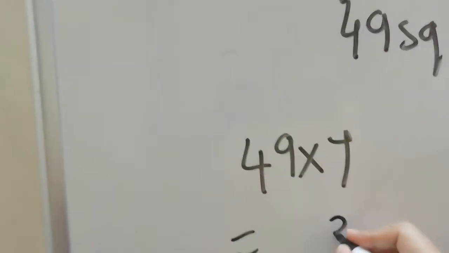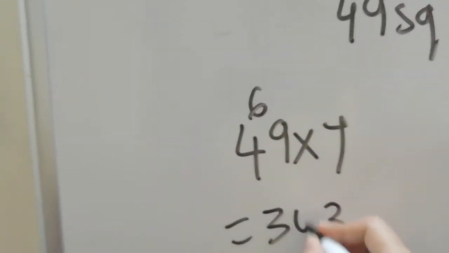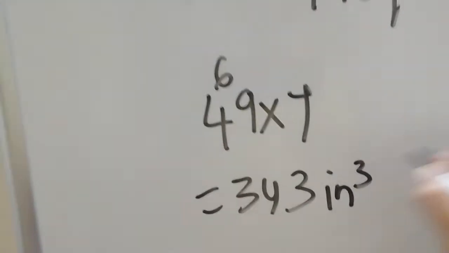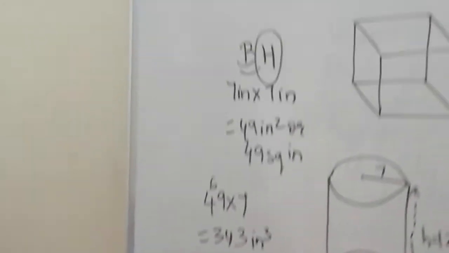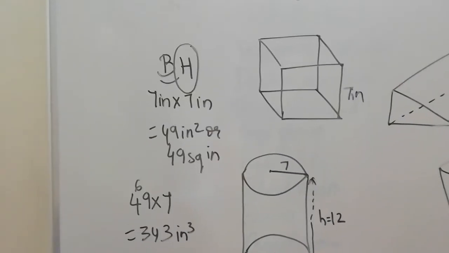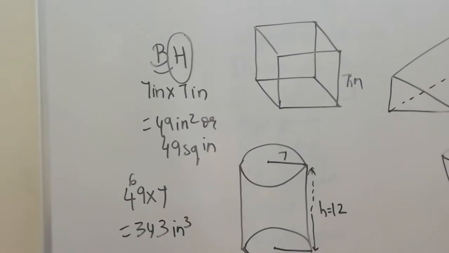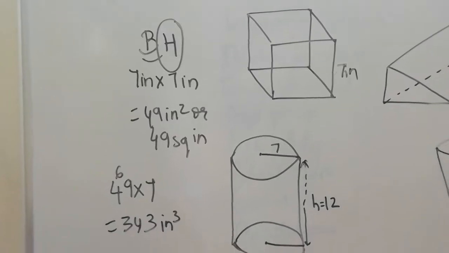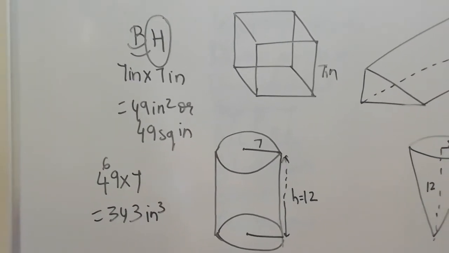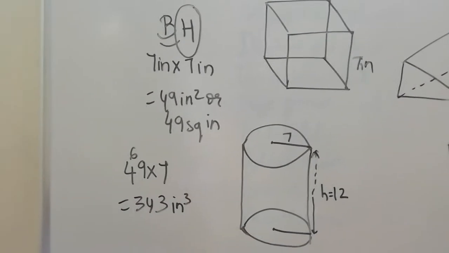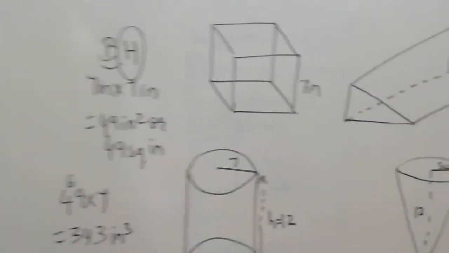Now we will find H. So H is already 7 inch. So 49 into 7 is 343 inch cube. Right? So what is the volume of a cube? BH. See, this formula remains the same for any prism. Whatever prisms I am going to cover in this topic, for all the prisms the formula remains the same. So it is BH and we have found it. So now it is 343 inch cube.